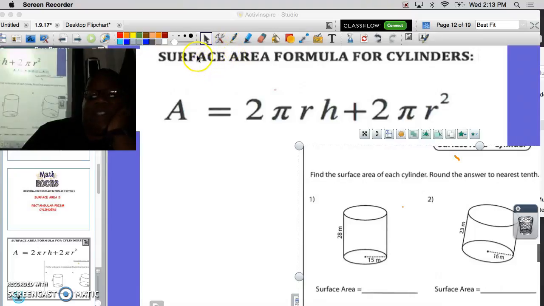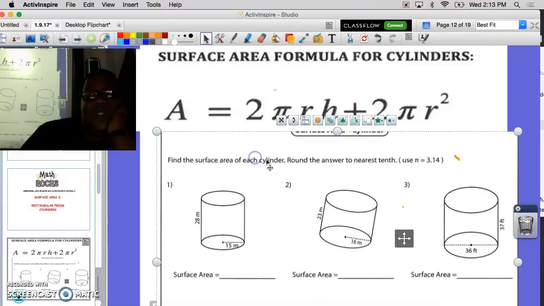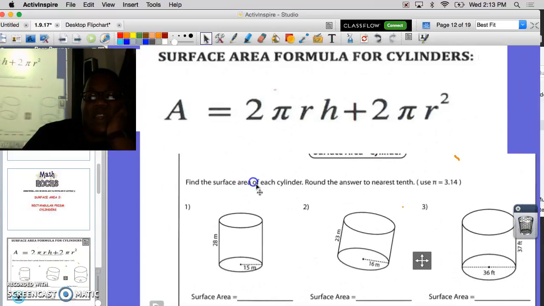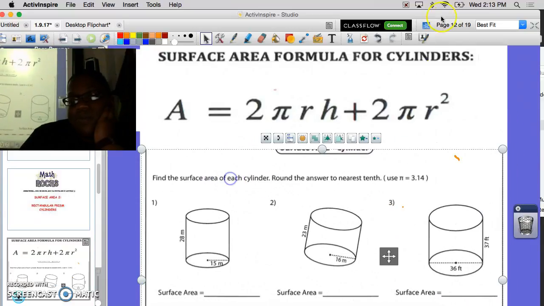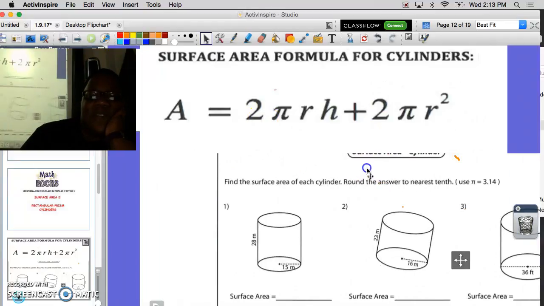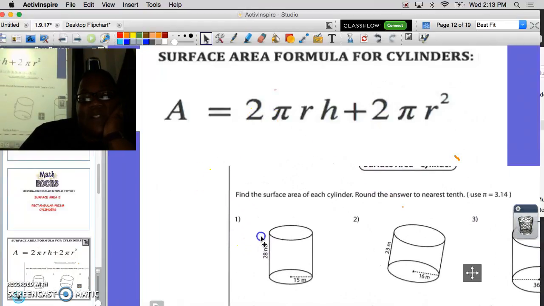This video is for the 8th grade classes on practice on surface area of rectangular prisms and for cylinders. I'm first going to start with cylinders, and I'm going to practice with some of the problems from last night's homework. This page was the second page of cylinders. And I'm going to start with number 1.